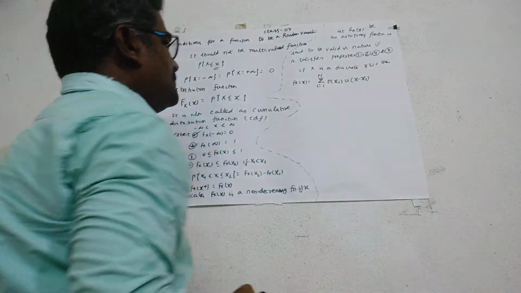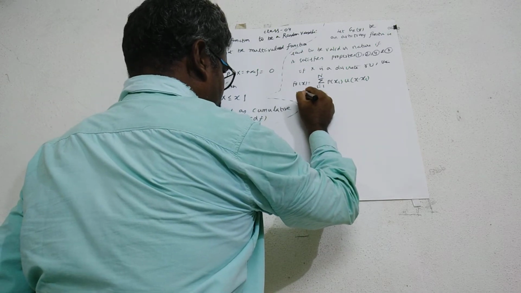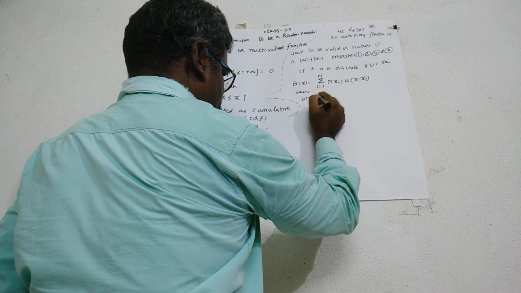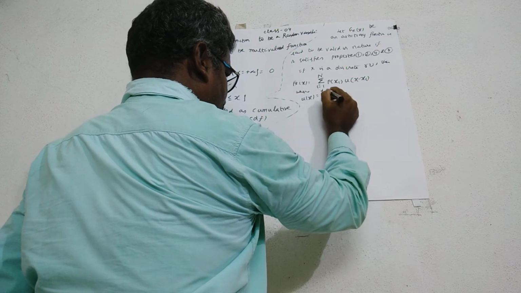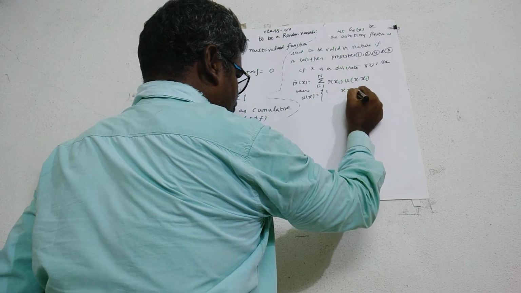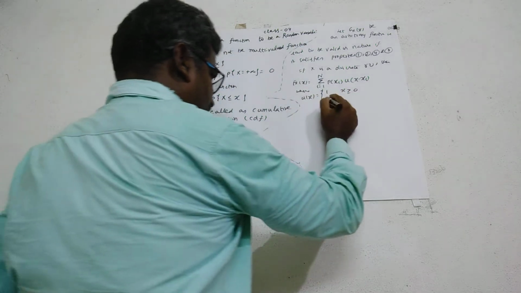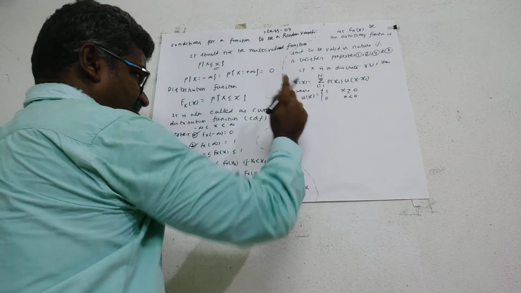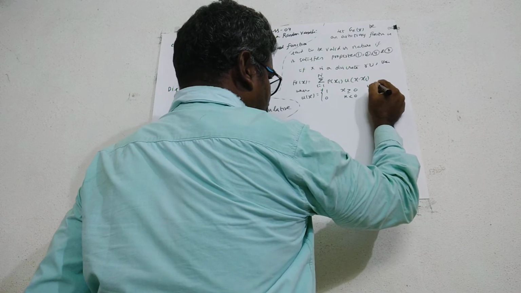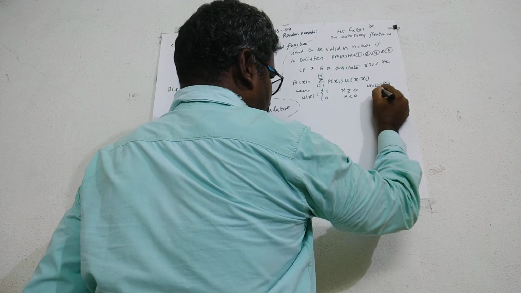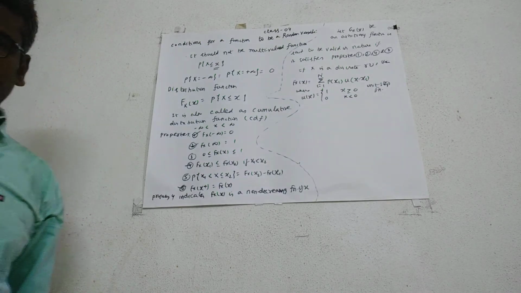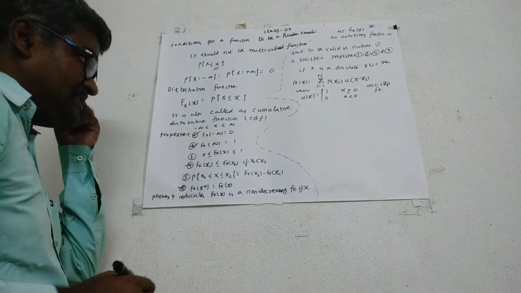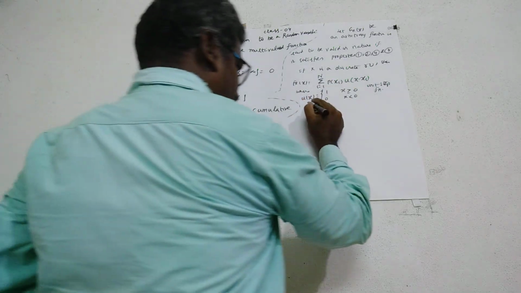Okay, now where u of x is called the unit step function, defined as u of x equal to 1 for x greater than or equal to 0, and u of x equal to 0 for x less than 0. What does u of x stand for here? u of x is called the unit step function. It is a unit step function. Okay, now let us have a small simple example problem.